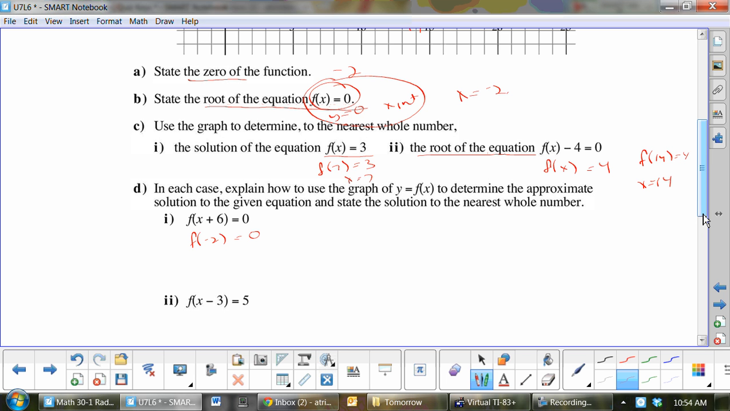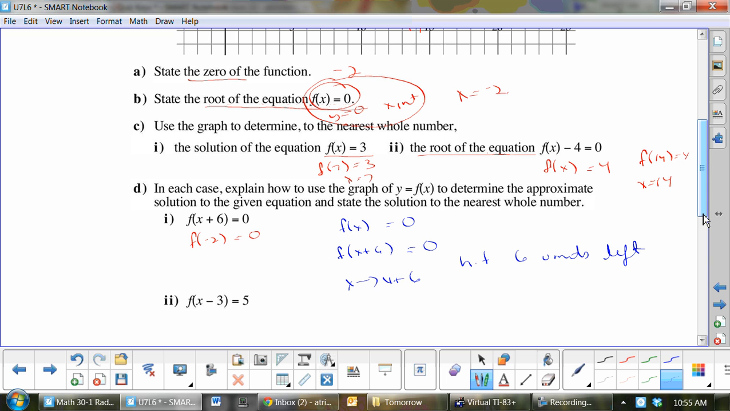That makes sense? Okay. Maybe this might make more sense. That's the correct answer. But if f of x equals 0, tell me what this means. Okay, this x got replaced with x plus 6, correct? That is a horizontal translation, 6 units left.